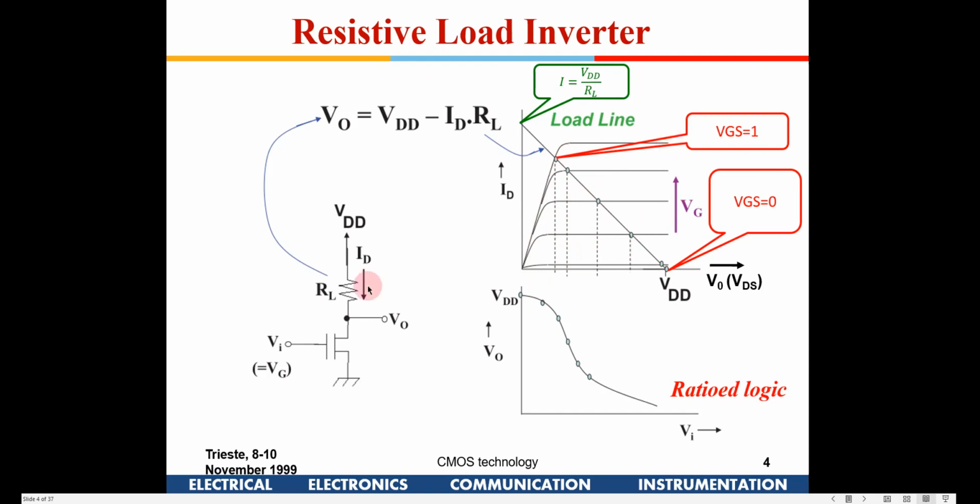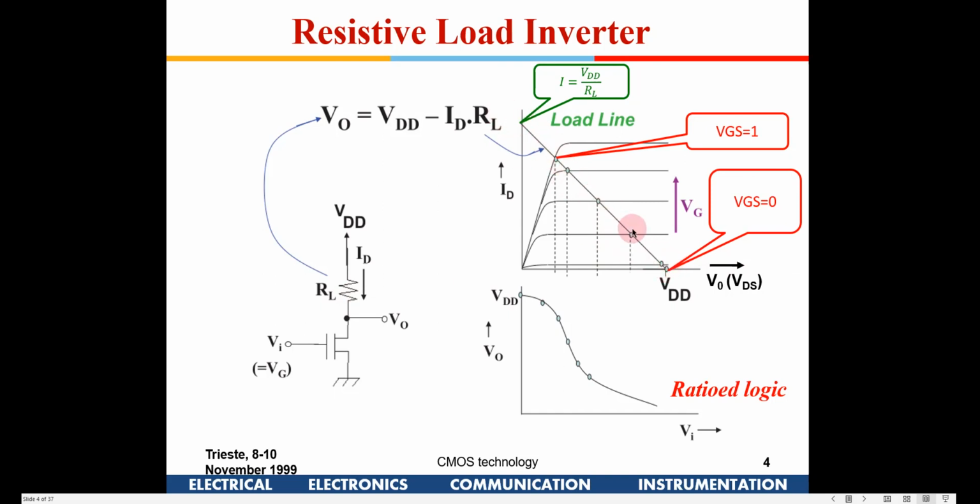Now I need to plot the characteristics of the load resistance also. If you see here, when V0 is 0, the current which would flow in this resistance will be VDD minus 0, or VDD by RL. So I take this point here, VDD divided by RL, and similarly when V0 becomes VDD, there is no current which can flow through RL. So I take this point as VDD, and I join these 2 points because this relation is given by V is equal to IR, right? It is a linear element. So I have put a straight line because it's a linear element.